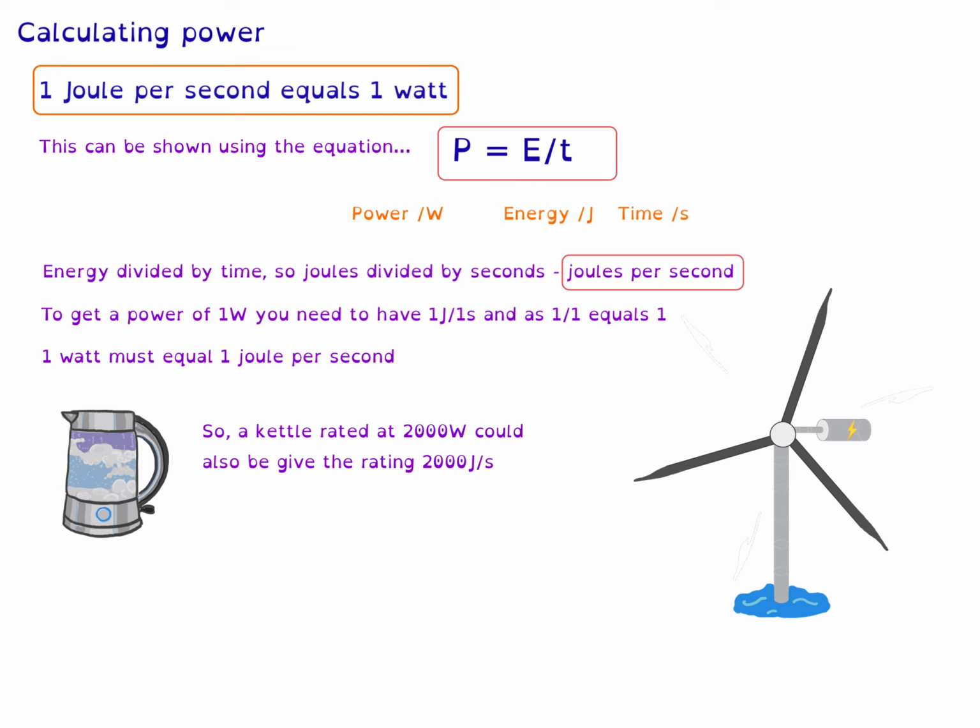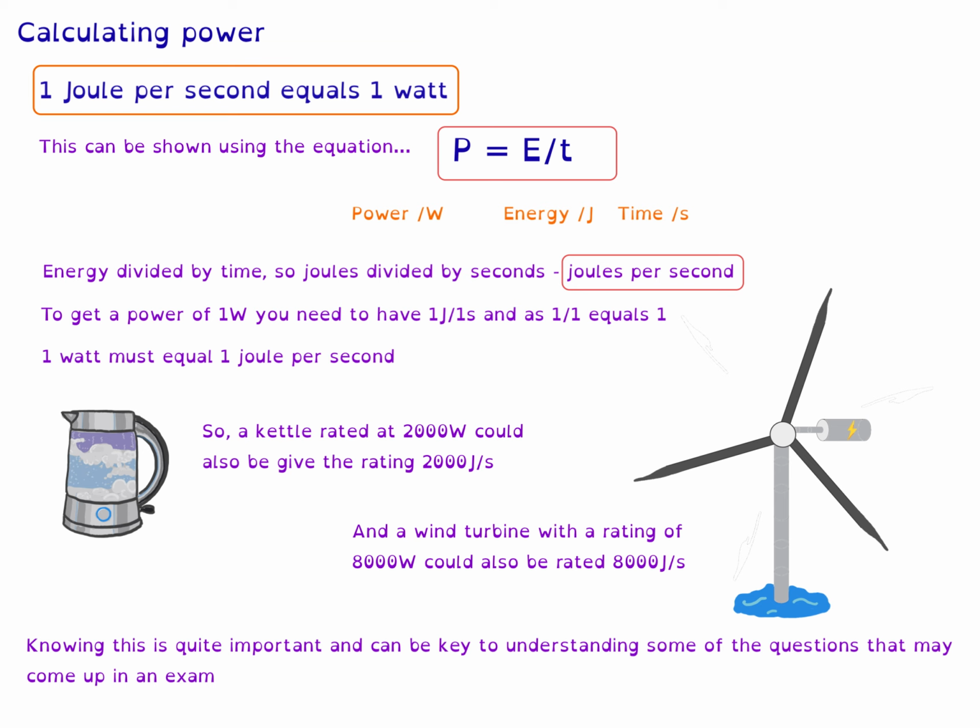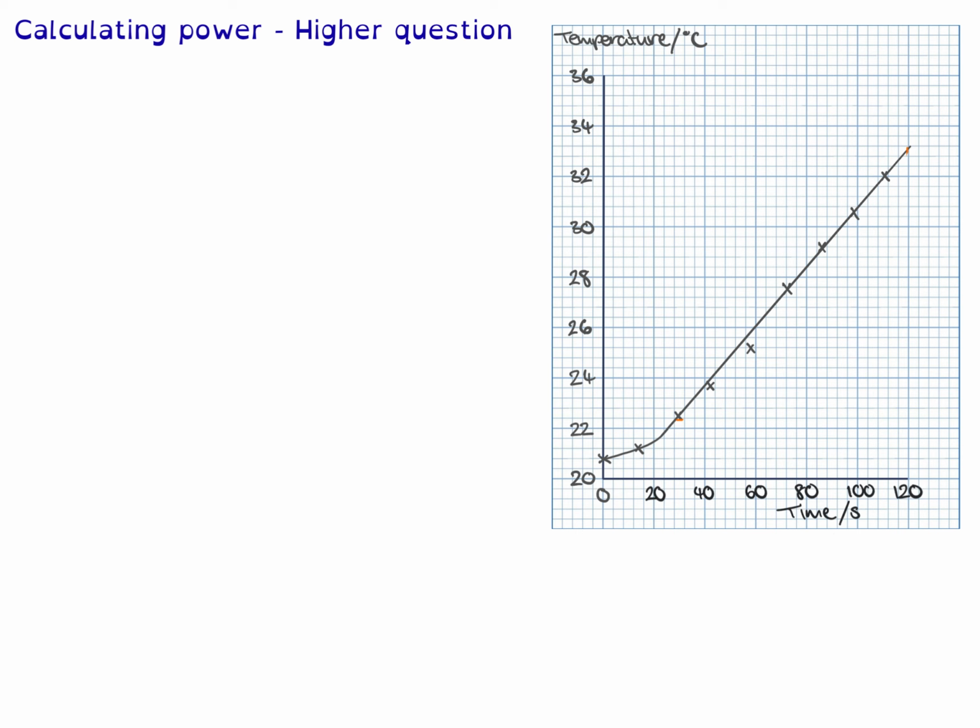So a kettle rated at 2,000 watts could also be given a rating of 2,000 joules per second. And a wind turbine with a rating of 8,000 watts could also be rated 8,000 joules per second. It means the same thing. Knowing this is quite important and can be key to understanding some of the questions that can come up in an exam. This is an example of a question that you might get in a higher paper.